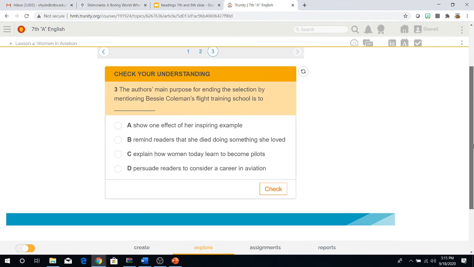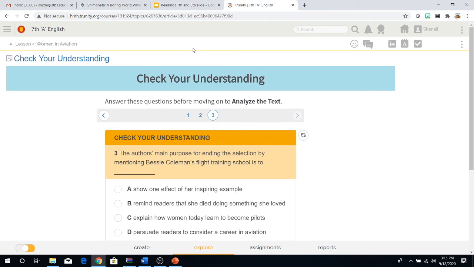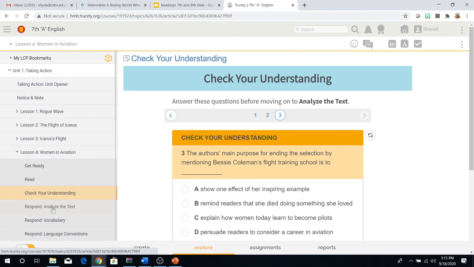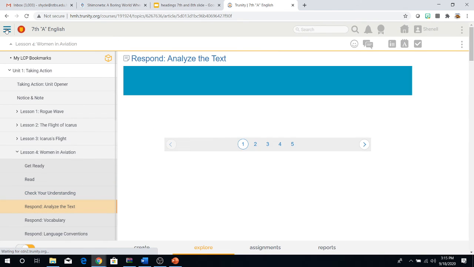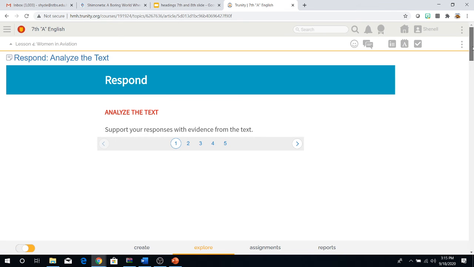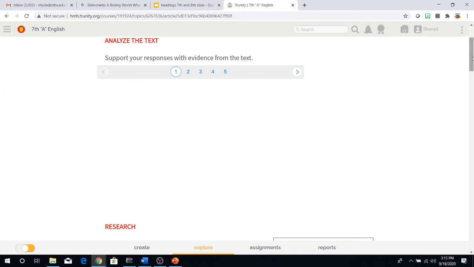Now, once you guys are done with checking your understanding, it's time to analyze the text of the story. So, in analyzing the text, you guys can also work here online. You can type in your answer, not a problem. Just give it a second, it takes a while to load.